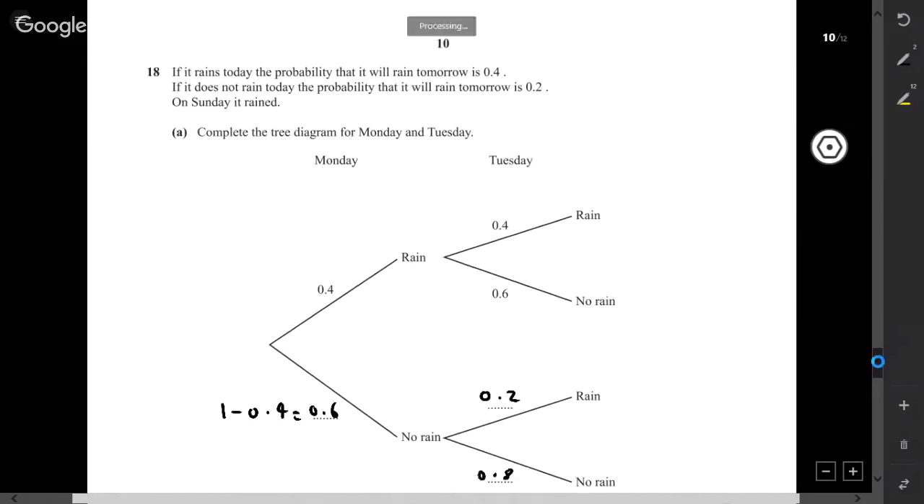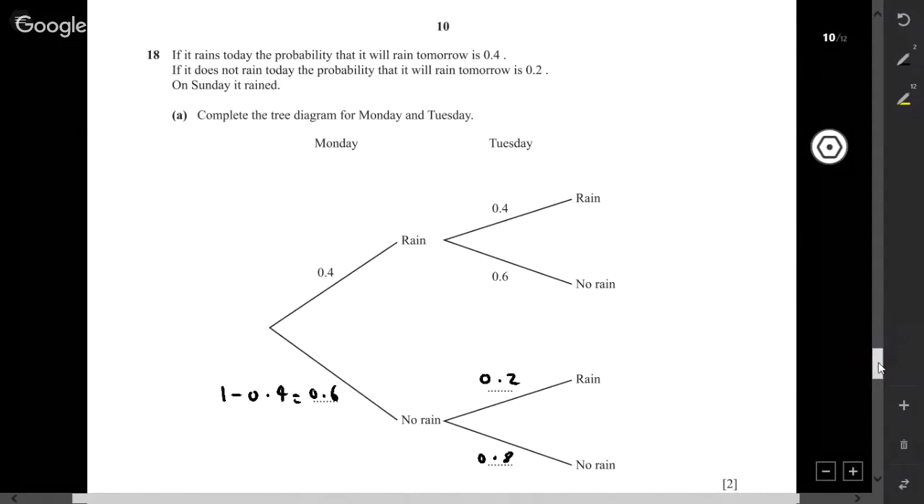Okay, 18, probability. The probability it will rain tomorrow is 0.4 if it rains today. So if it rains today, it will rain tomorrow with probability 0.4. If it doesn't rain today, the probability it will rain tomorrow is 0.2. On Sunday, it rained. Complete the tree diagram for Monday and Tuesday.